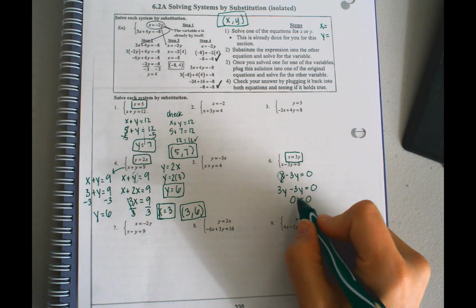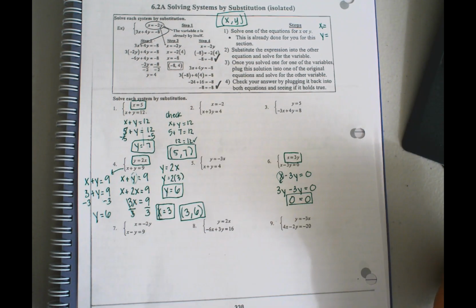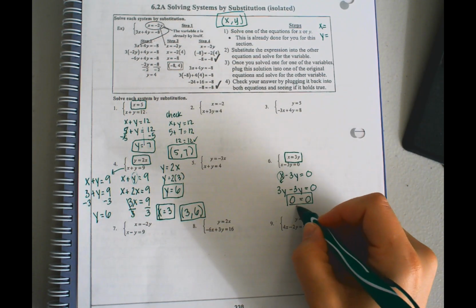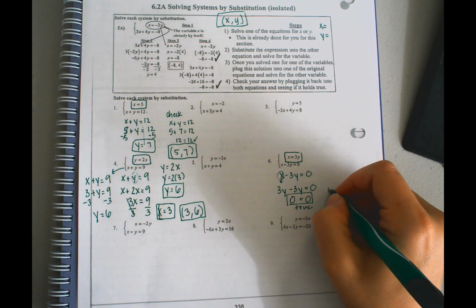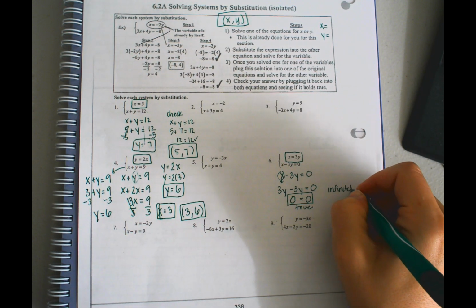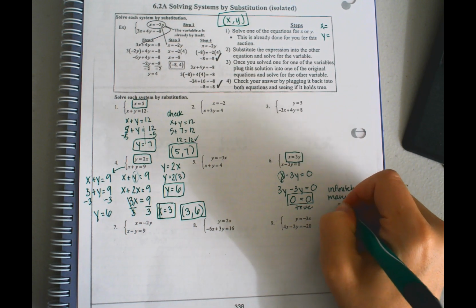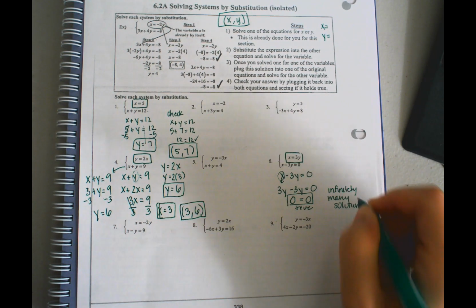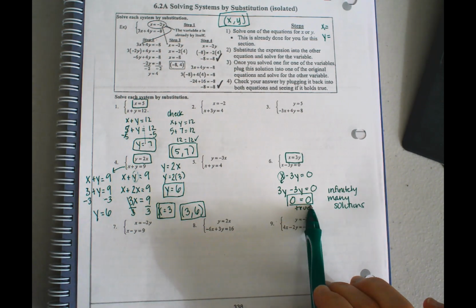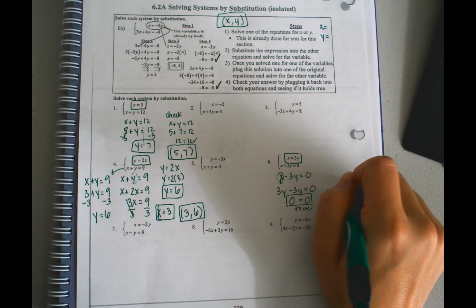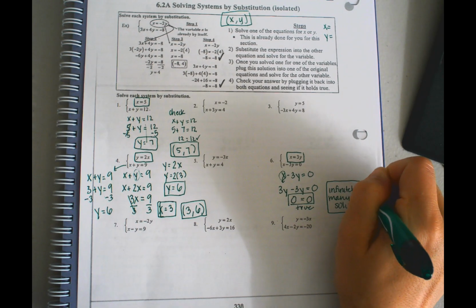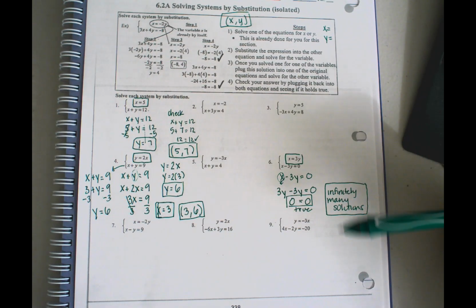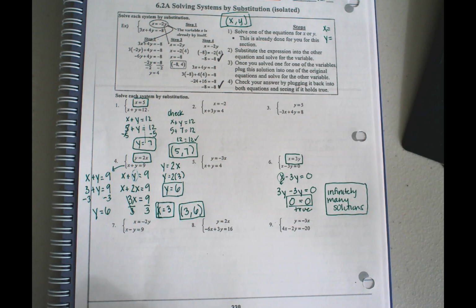Well, since I have 0 on both sides, that means this equation is true and I have infinitely many solutions. And we've talked about that before. Remember, if I had maybe like 5 equals 0 and it wasn't true, that would mean I have no solutions. But since both sides equal 0, I have infinitely many solutions to that problem.